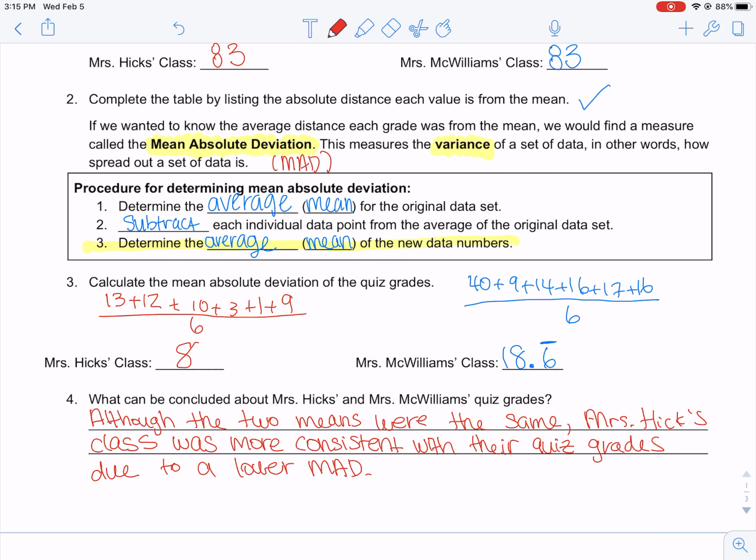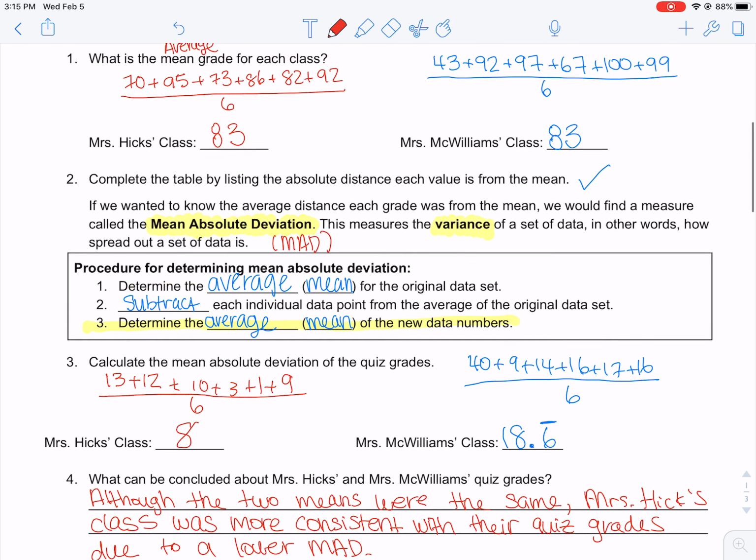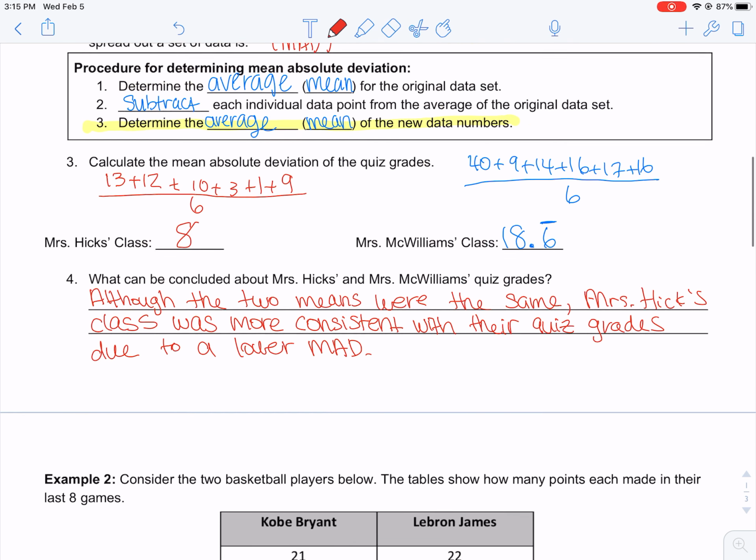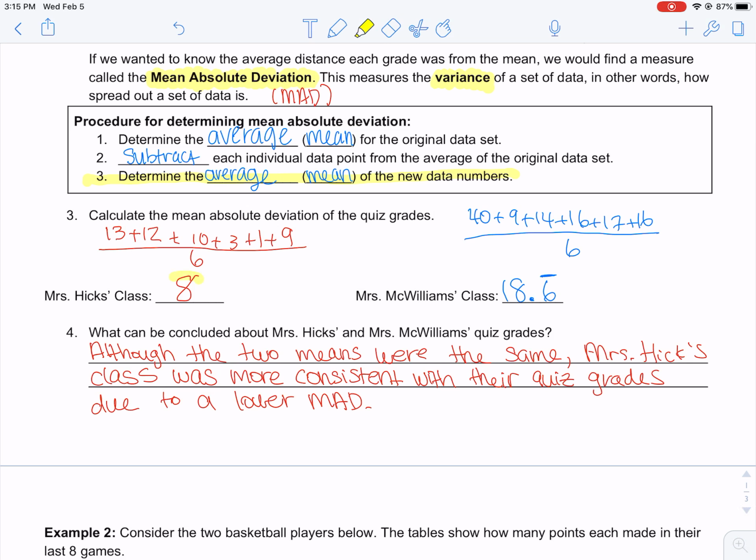So although they had the same mean, we can say that Mrs. Hicks' class, their scores were closer to each other. The spread of it was a lot closer. Whereas Mrs. McWilliams, you can see by looking at their grades, the quiz grades were not as close together, so the spread was a lot further. That is the reason why their mean absolute deviation was a lot further apart. So Mrs. McWilliams was 18.6 and Mrs. Hicks was 8. So we can say that Mrs. Hicks' grades were a lot more consistent.